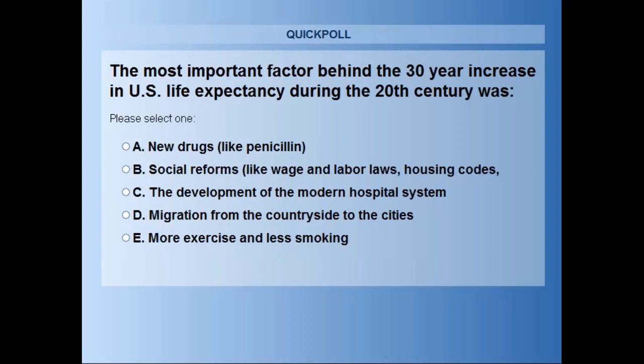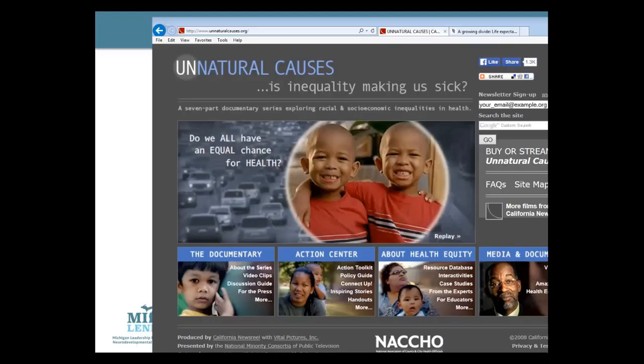Now, these questions came from a website, Unnatural Causes, Is Inequality Making Us Sick? And this is a PBS documentary that was launched in 2009 to deal with the issue of racial and socioeconomic inequalities in health. It's a 7-part documentary series, and it's made up of several episodes. Each is a half hour except for the first one. And I really want to share this as a resource if you're interested in learning more about this topic.